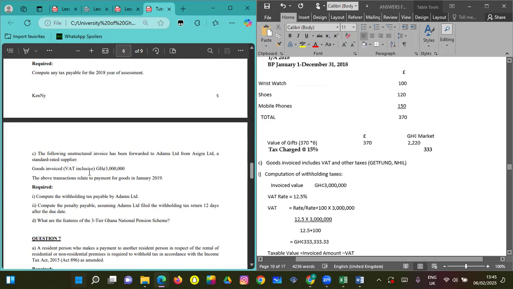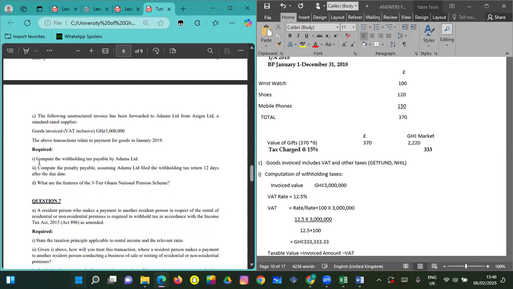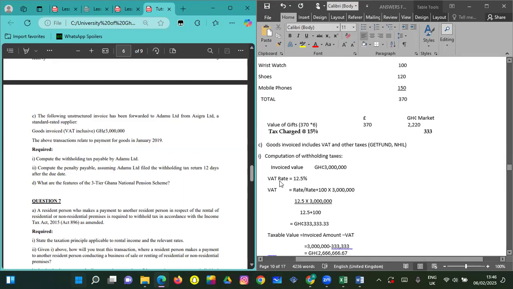See, the following unstructured invoice has been forwarded to Adamu, and this is a standard rate supply. This is a goods invoice, VAT inclusive, right? So now we are required to compute the withholding tax payable. Remember, when we were doing withholding tax, before you calculate withholding tax, you have to take out VAT and anything containing VAT in it, and then find your withholding tax.